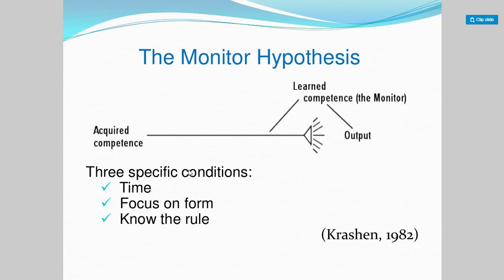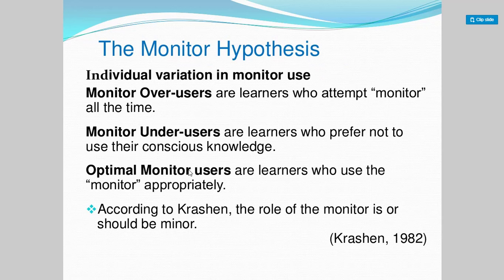As we see right here in this image, the acquired competence is going to be highly related to the learned competence, meaning the monitor, and then you're going to see if this works by setting the output, meaning what you have understood, and you're going to replicate it. Based on Krashen, there are going to be three conditions right here: time, focus on the form, and if you know the rule or if you have to know the rule.